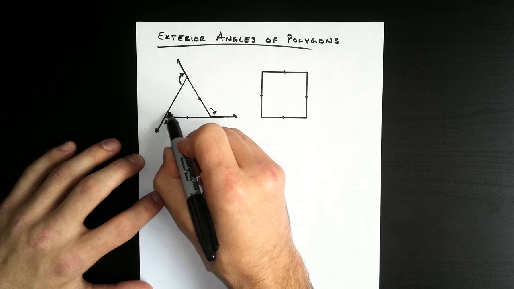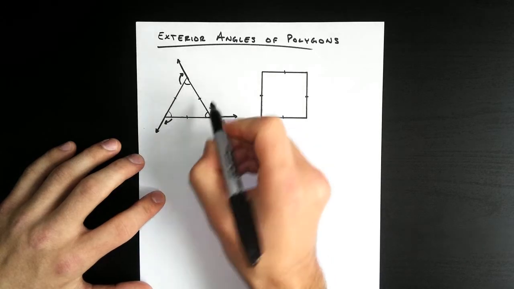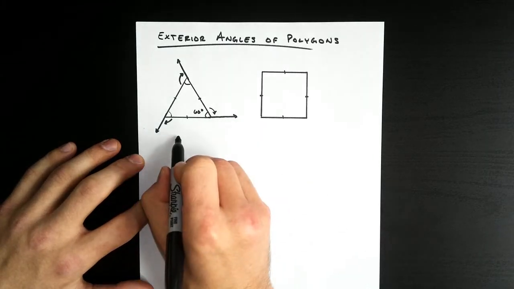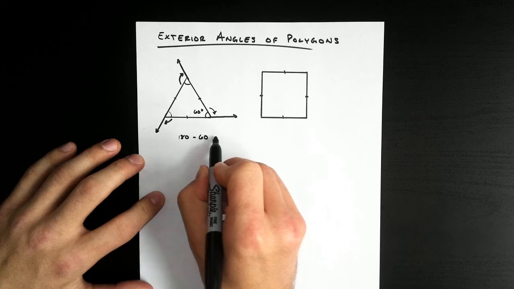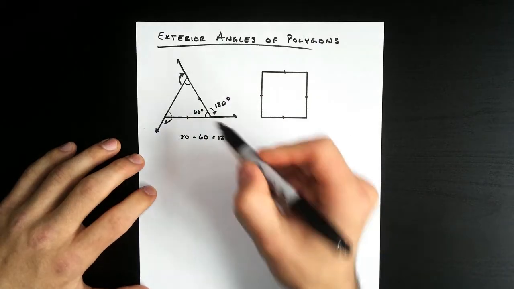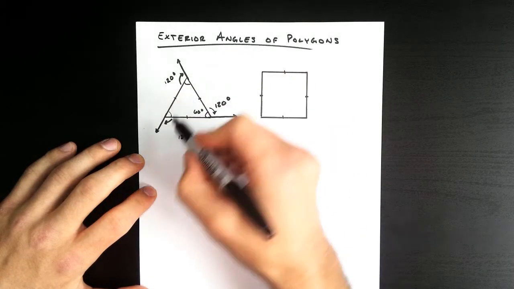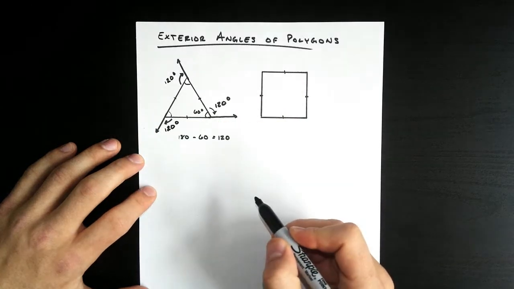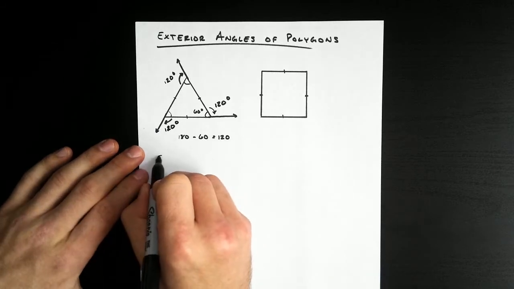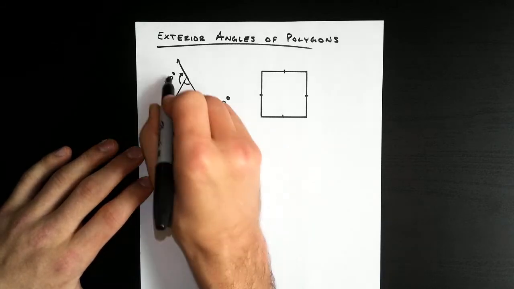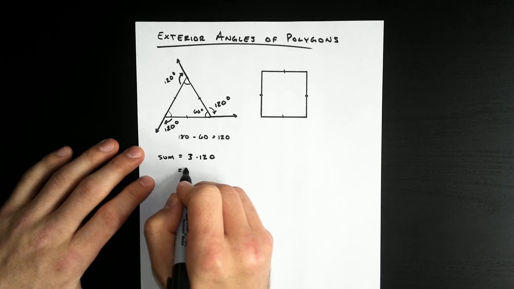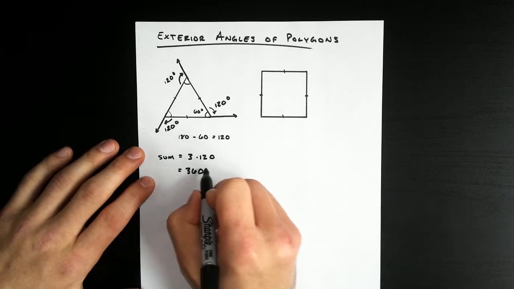So within this equilateral triangle, we know that each of these interior angles is 60 degrees. And if I do 180 minus the 60, each exterior angle is 120. And since all the angles on the inside are the same, all of these exterior angles are also going to be 120. So then the sum of the exterior angles, we have three exterior angles, each of them is 120 degrees, so our sum is 360.